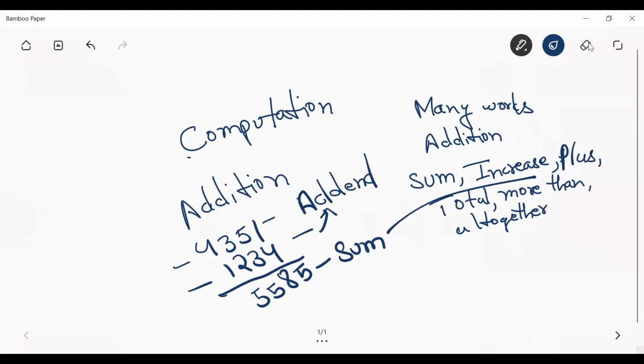Okay, ma'am. So, sum is the total that we get by adding both the addends. Now we will know about the properties of addition.